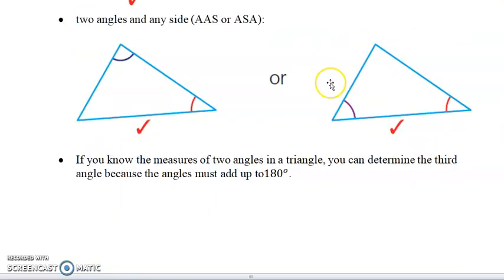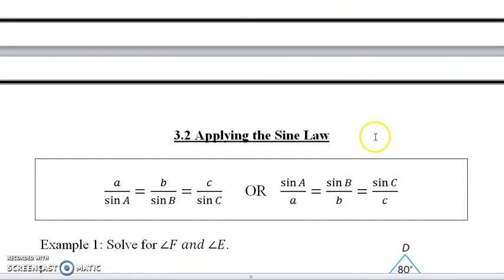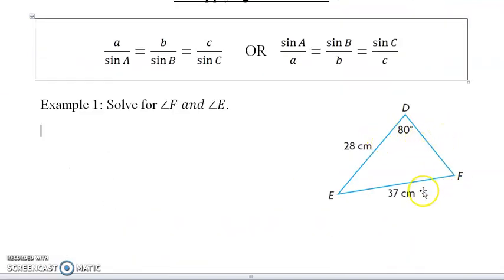Okay. So let's look at our example and see what we have. So we do have a side and an angle opposite of that, and we do have side F. So we can find angle F, and then once we have angle F, then we can obviously find angle E by just subtracting the two from 180. Okay. So I'm going to take a portion of this formula here. All right, we're going to use this.